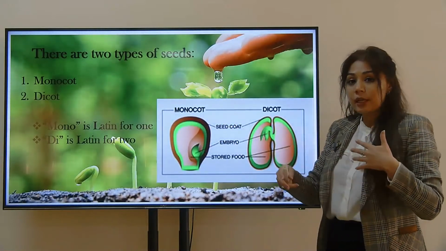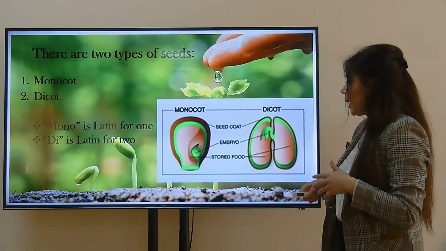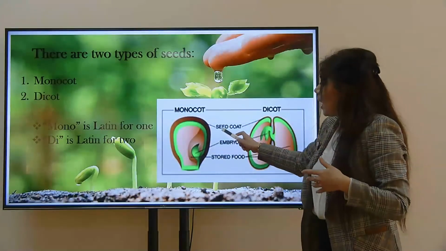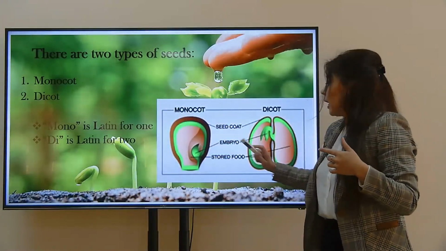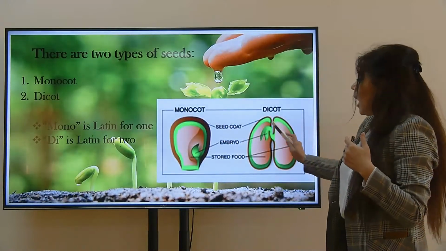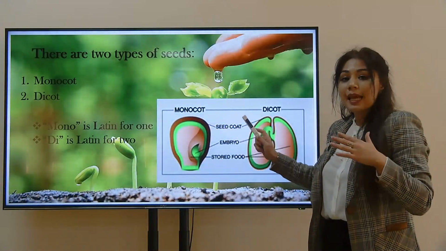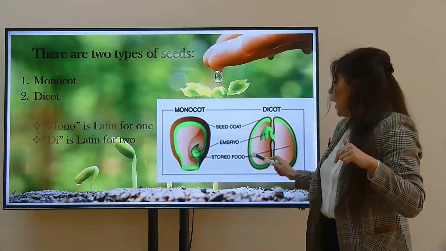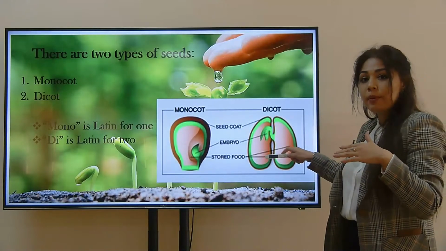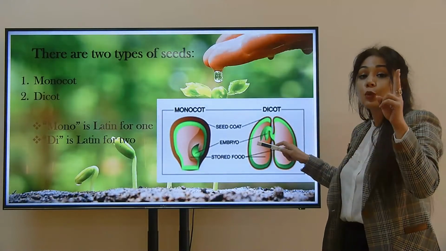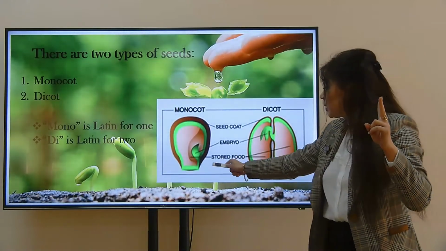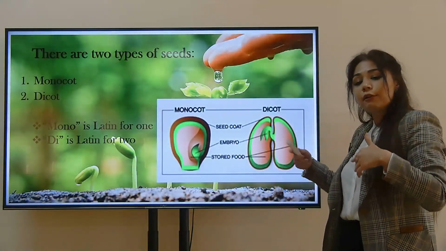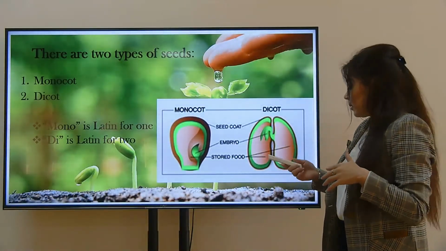And to be clear, of course, look at the picture, and here you can see how monocot and of course dicot look. Monocot is a plant that has one cotyledon and a leaf part inside it. And dicot is also a plant and it has two cotyledons. Cotyledons means stored food, and leaf parts inside it.